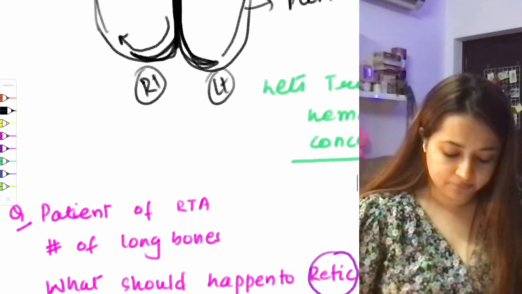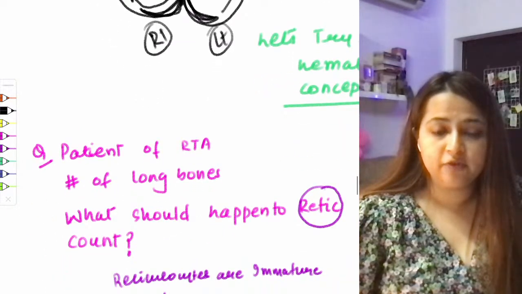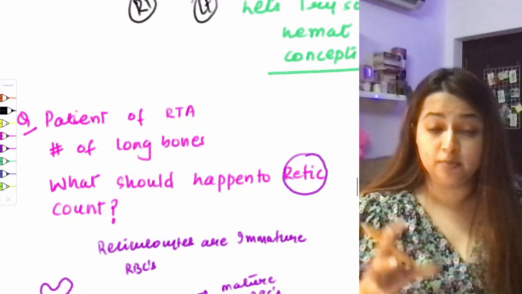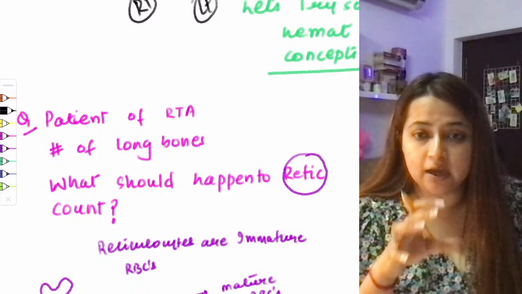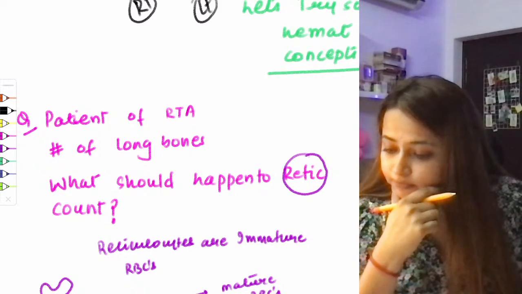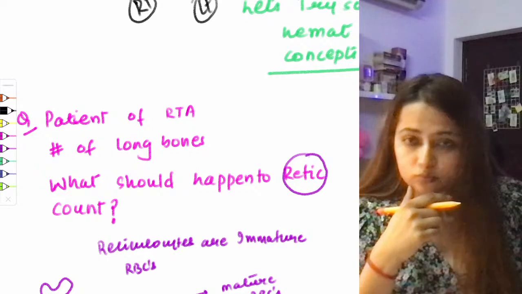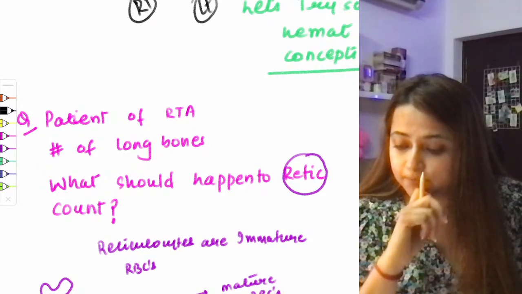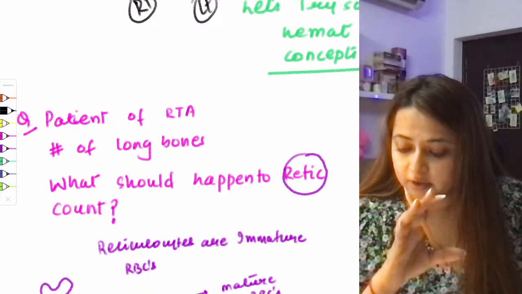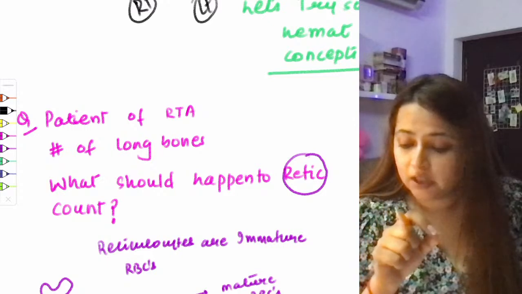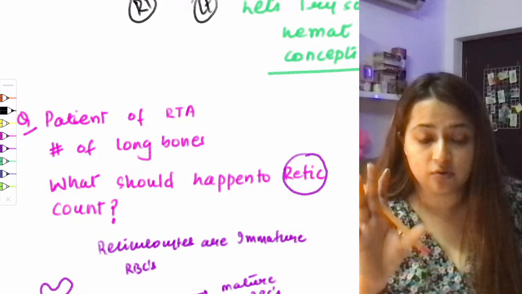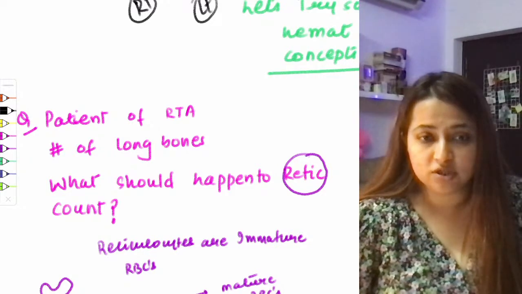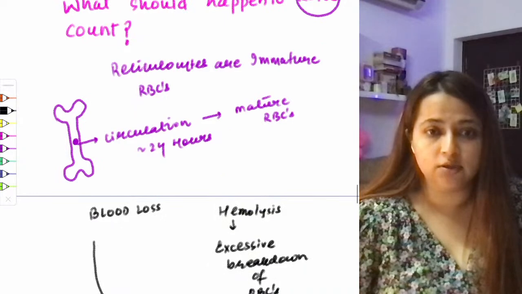Now look at the question again. A patient of road traffic accident, fracture of long bone is found. What should be happening to the reticulocyte count in this situation? Increase or decrease? What do you think? Anyone? Yes, Virender. Srija, you give the right answer. This should increase, because I told you two scenarios, hemolysis and blood loss, where the retic count is going to increase. So your answer to this question is an increase in reticulocyte count. Moving on.